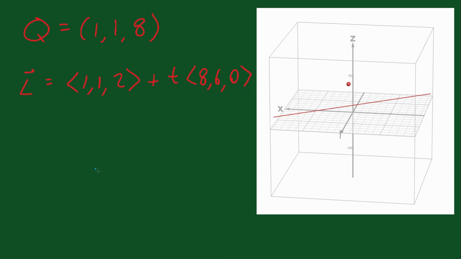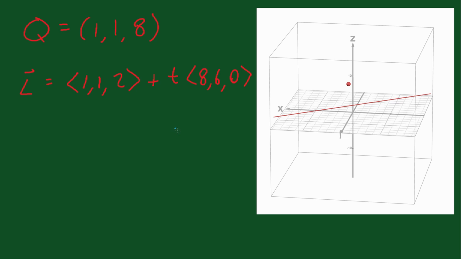Well, the first thing we need to do is we need to find these 2 vectors, right? We have to find a vector that runs along the line, and we have to find a vector that goes between 2 points, the point we're interested in and a point on the line. Well, what is a point on the line? Well, you could use this point here, (1, 1, 2), if you'd like.